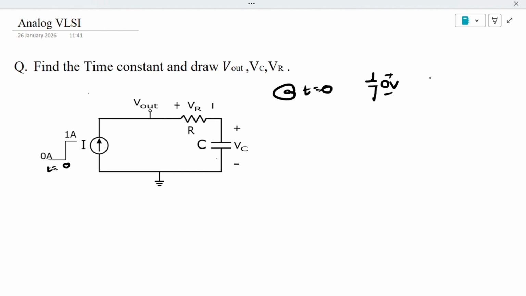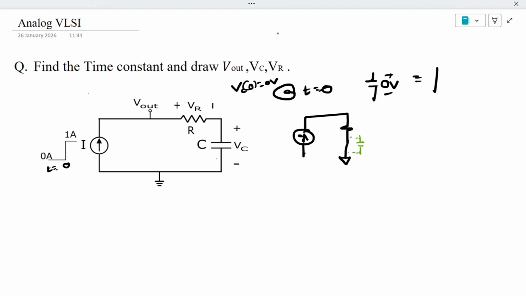Since there is no initial condition mentioned, we can assume VC of 0 is equal to 0 volts. So 0 volts can be approximated as a short circuit, right? If something doesn't have voltage, it means it's a short circuit. So at time t is equal to 0, the capacitor will be short circuited. Your circuit will look something like this: current source, resistor, and your capacitor is short circuited. Actually, the capacitor is indeed there, but we can assume it as a short circuit.